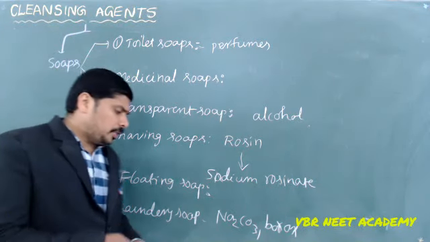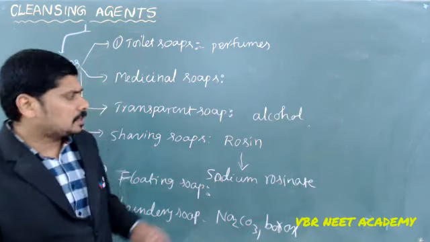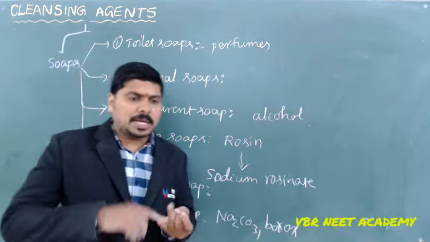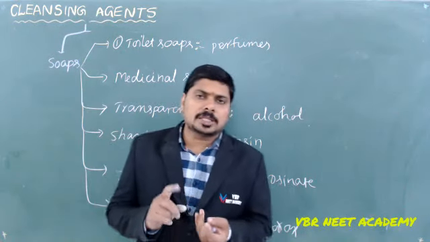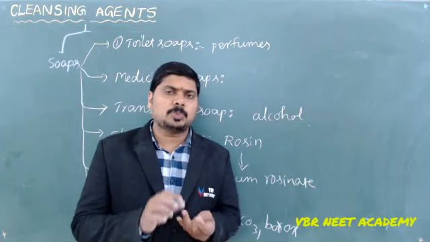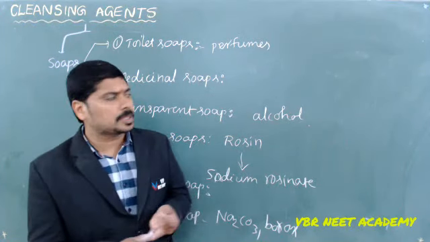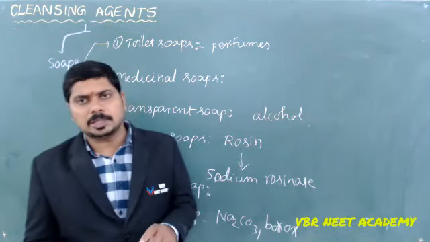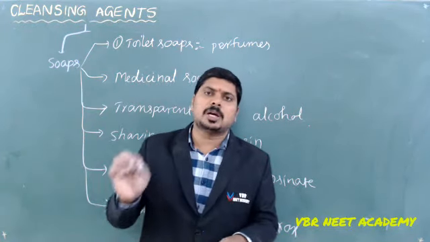And we are supposed to know certain things about soaps. Sodium or potassium salts of long chain fatty acids are called soaps. Sodium salts are called hard soap. Potassium salts are called soft soap. Calcium and magnesium soaps will not be there because they are not soluble.